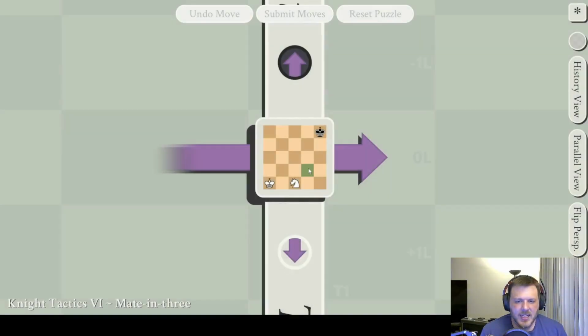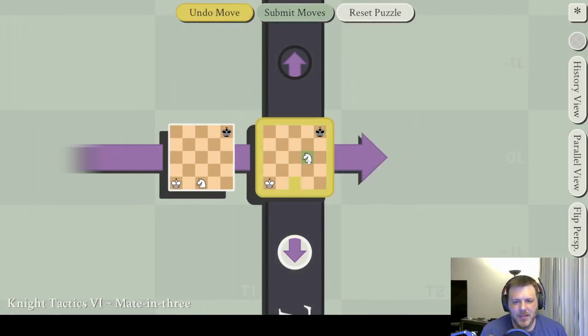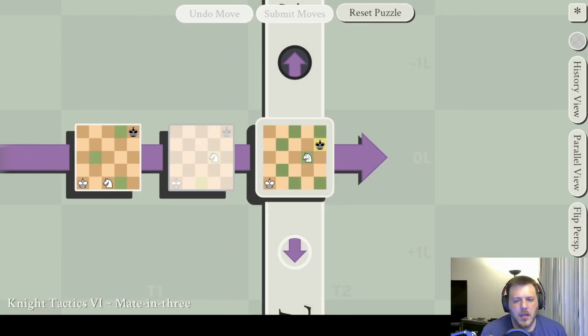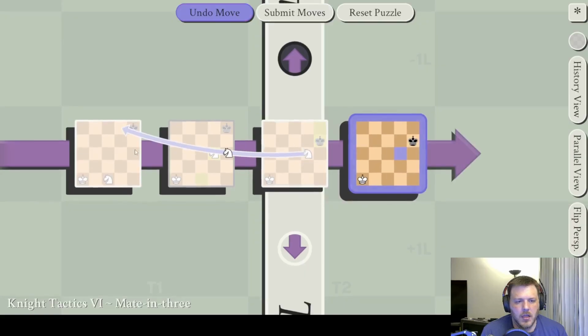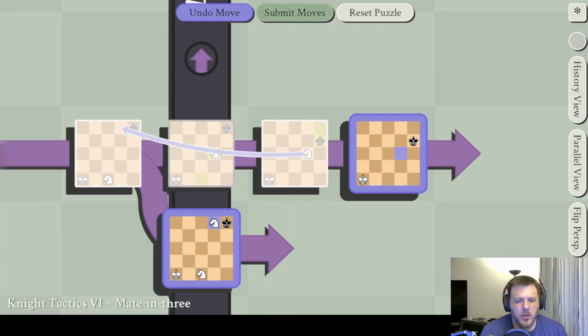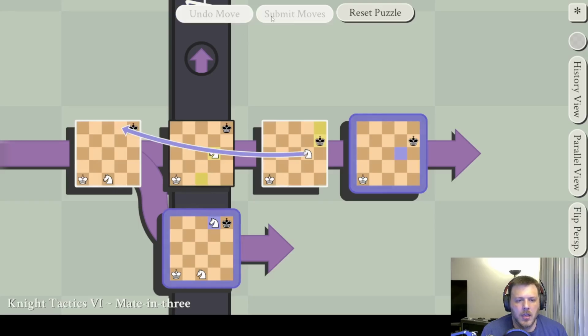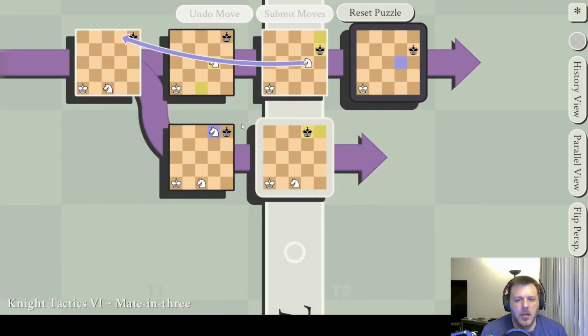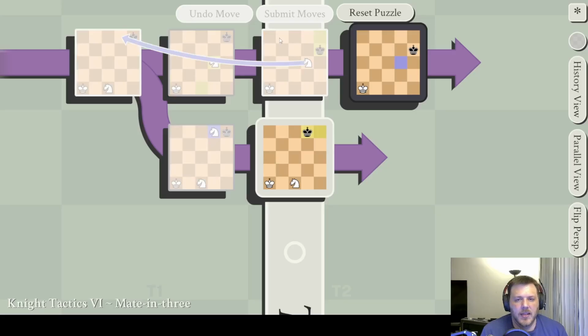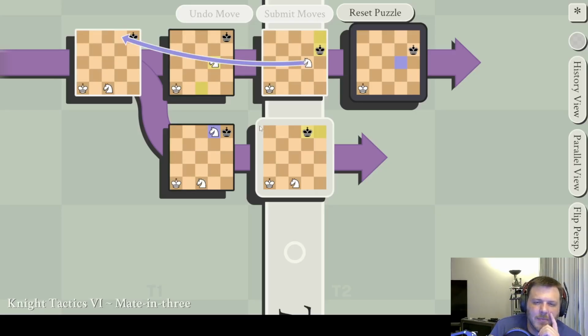Mate in 3. Can I handle a mate in 3? Alright, we're just gonna check him. So these 2 knights are protecting each other. So this is my last move. What am I doing?